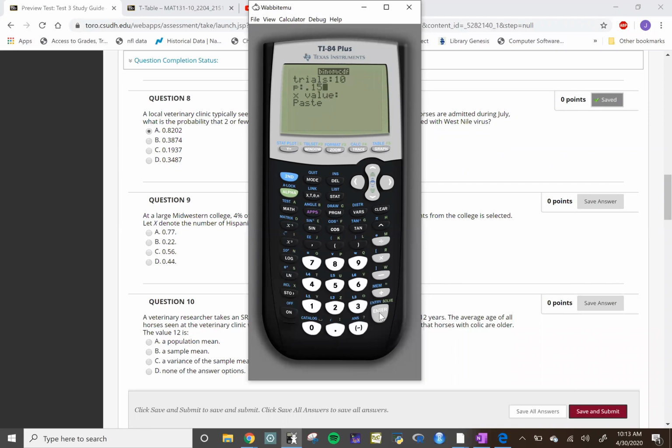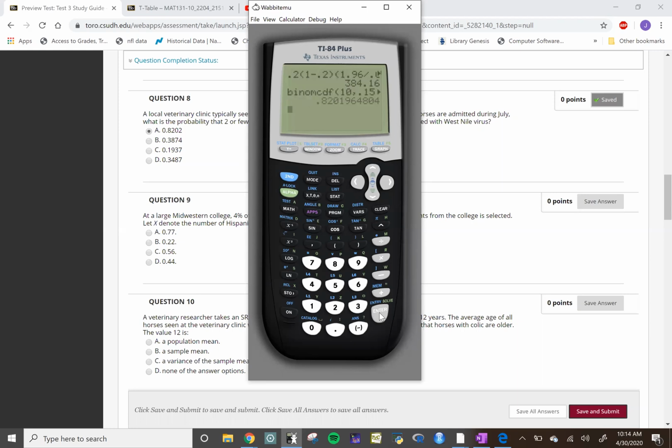X is your highest value that you wanted to get, and then it'll go all the way down to 0. So if you look at it, we want to find the probability X is equal to 0, 1, and 2. So the highest number of the 3 is 2. So what you do, you put 2, and that way the calculator is going to get you the probability of 2, get the probability of 1, and get the probability of 0, and it's going to add all of those up for you. So we'll press paste.